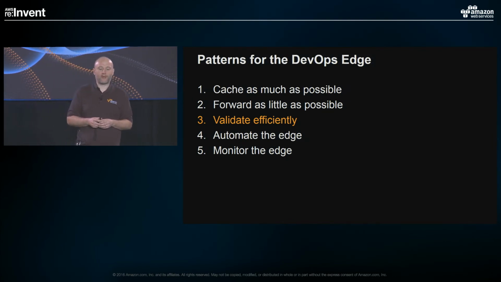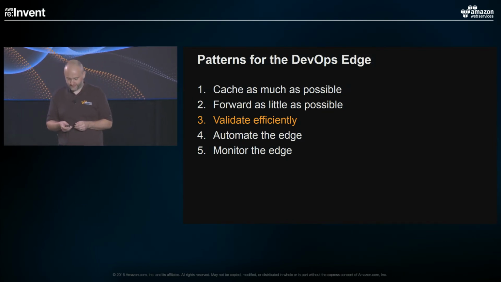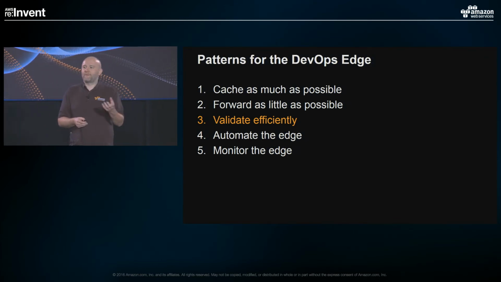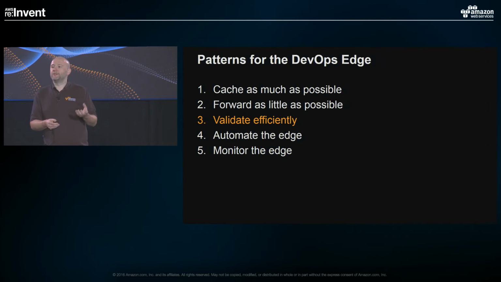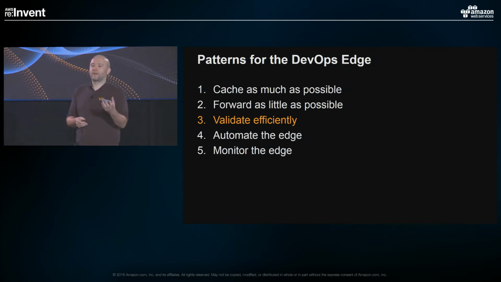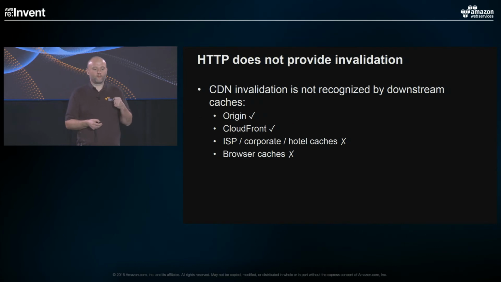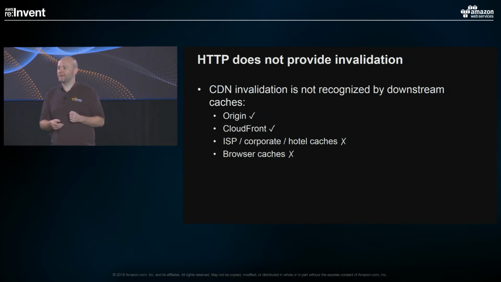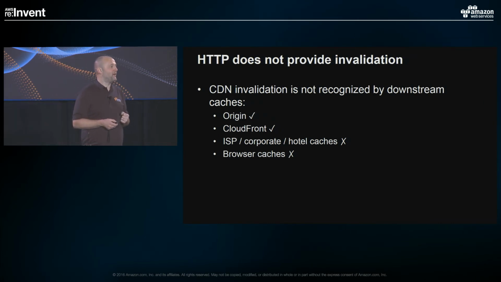So 3, the pattern is to validate efficiently. So we talked about validation before, about doing conditional gets, for instance. So where we get an object, but we say, give me the object, but only if it's a different ETag to the one I've got in my cache now. Sometimes we want invalidation. The idea of being able to invalidate content in the cache. The problem is that HTTP doesn't define invalidation. It doesn't exist in HTTP.